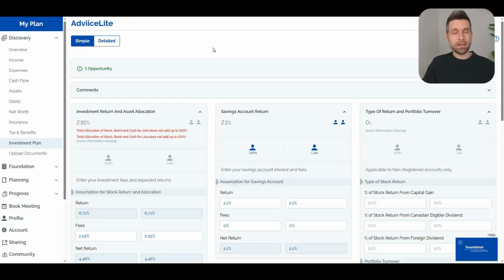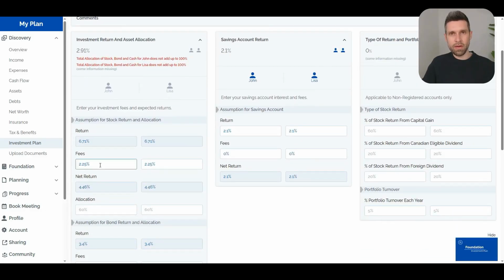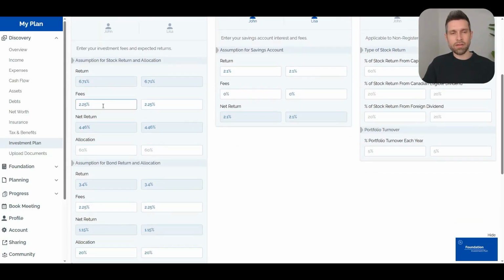In the investment plan section, we want to enter in your investment details. Specifically, we want to enter in your investment fees. If you're not sure about that, you can always ask your investment advisor, or you can look at your statements. We want to enter the MERs for any mutual funds or ETFs, plus any advisor fees that you might be paying. We also enter your asset allocation.